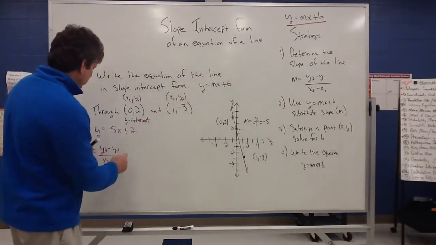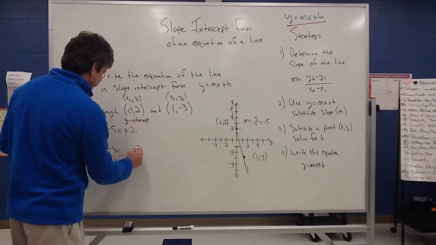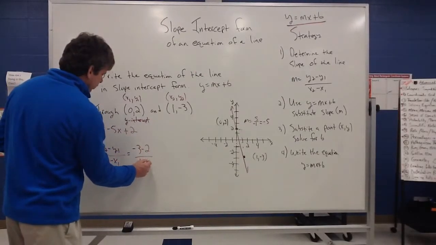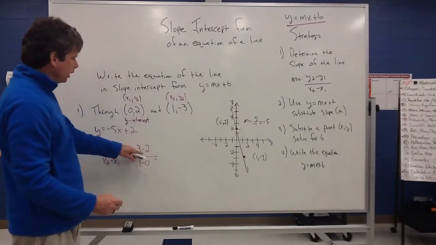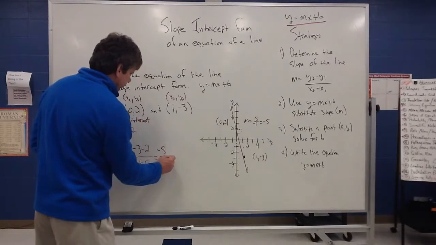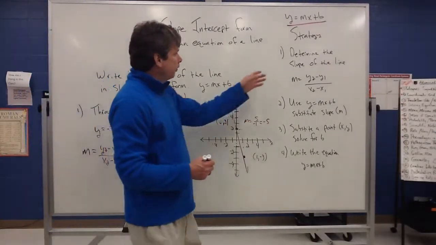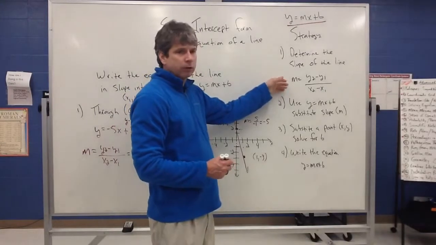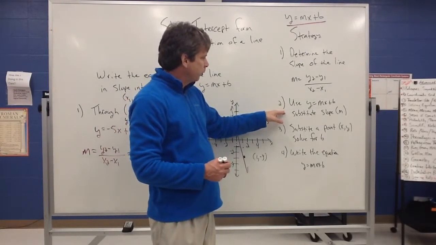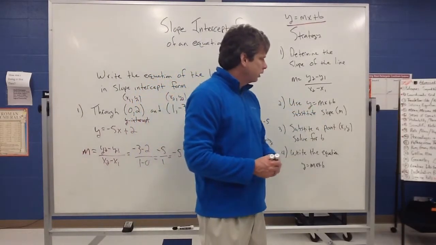So in my formula, I end up with negative 3 minus 2, and I have 1 minus 0. So a negative 3 and a negative 2 would give me a negative 5 over 1, which does give me a negative 5. So our first move is to determine the slope of the line, and I can use the slope formula. That's the way to do it algebraically. Our next move is we want to use the equation y equals mx plus b. We want to substitute the m for slope.